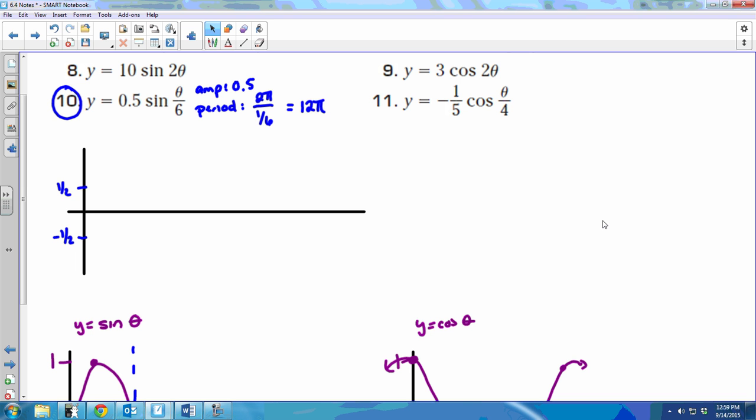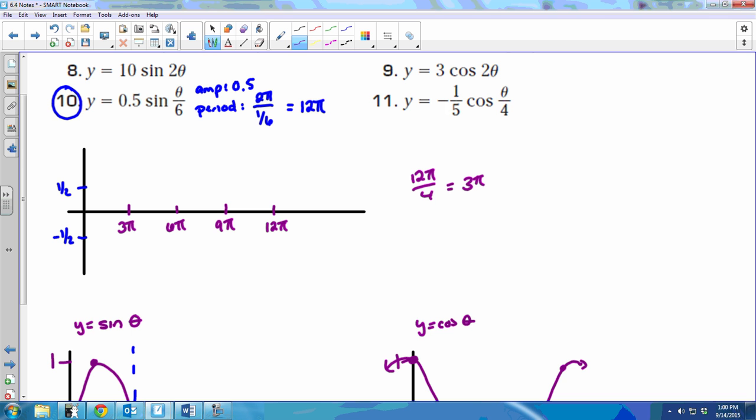Right, so divide the period by 4 so I know what the new scale is going to be. So what's 12 pi divided by 4? 3 pi. So that is what I'm counting by. I'm going to start with 3 pi. And 3 pi plus 3 pi is 6 pi, plus another 3 pi is 9 pi, plus another 3 pi is 12 pi. See how that makes it so nice?